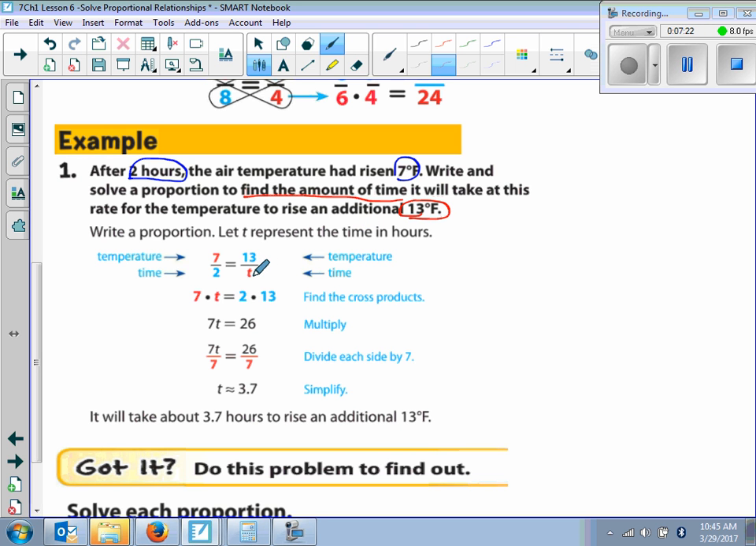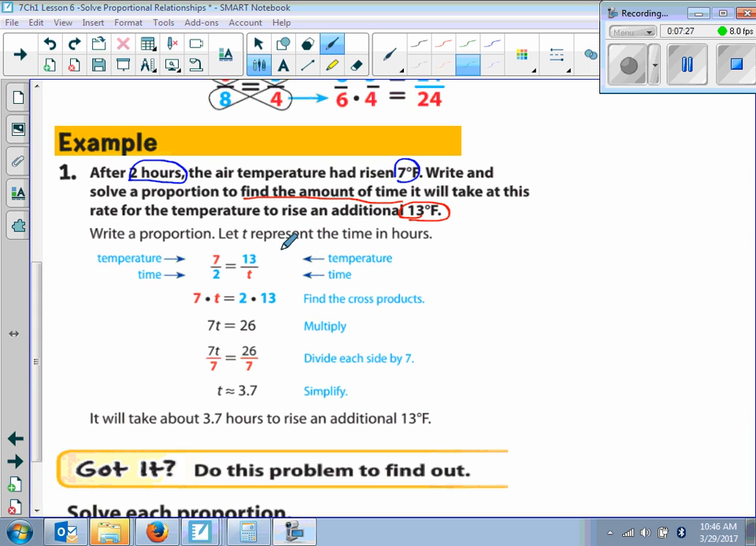Okay? And then we will cross multiply. Here, when we cross multiply, 13 times 2 is 26, and 7 times t is 7t. And now we just have a one-step equation, multiplication, that we solve by dividing. So we have 7t is equal to 26. We divide by 7 on both sides, and we get approximately 3.7. That will be 3.7 hours that it takes to rise an additional 13 degrees Fahrenheit.